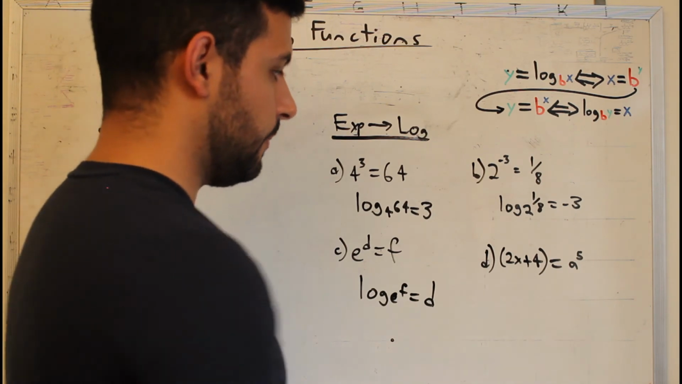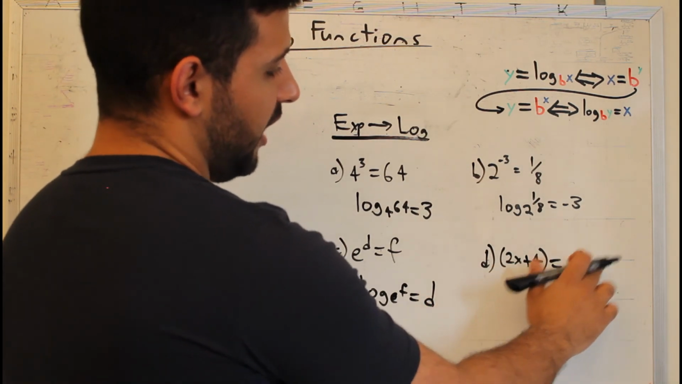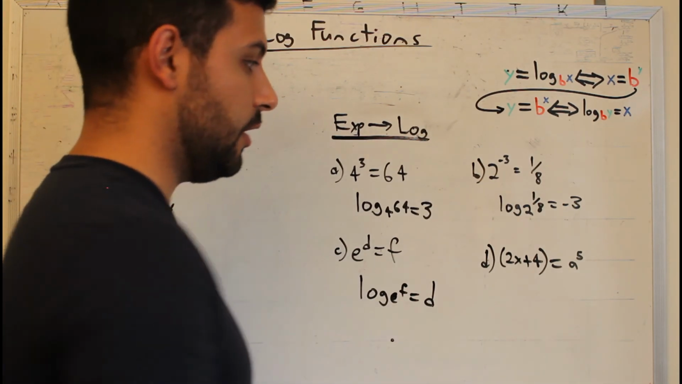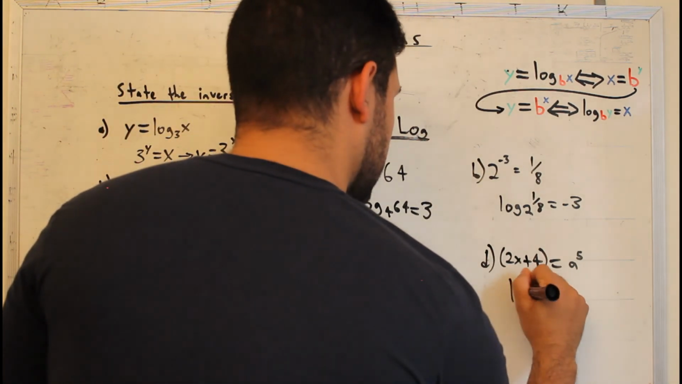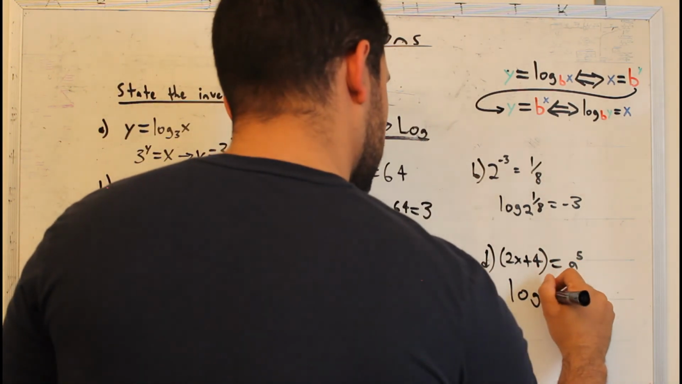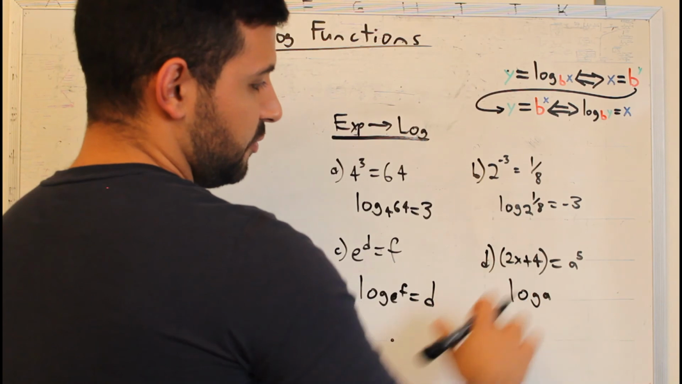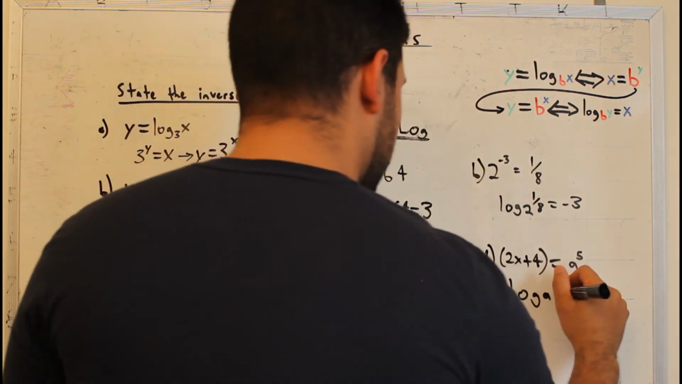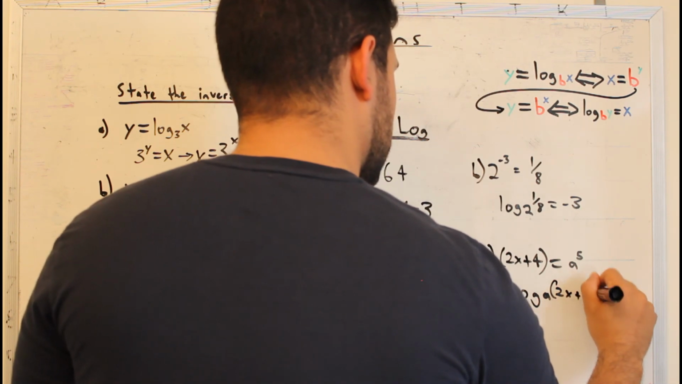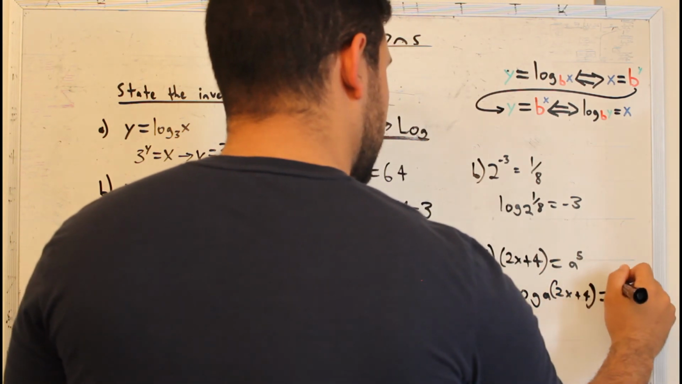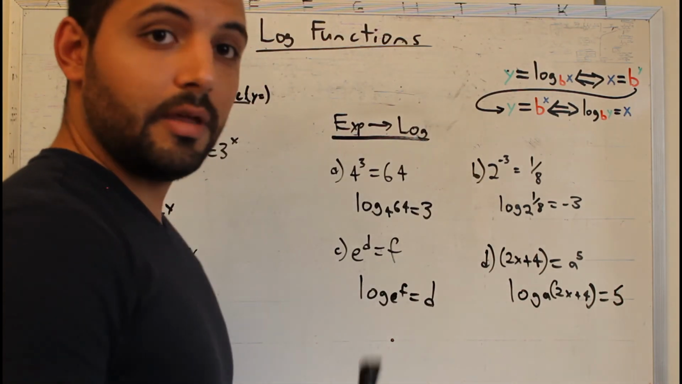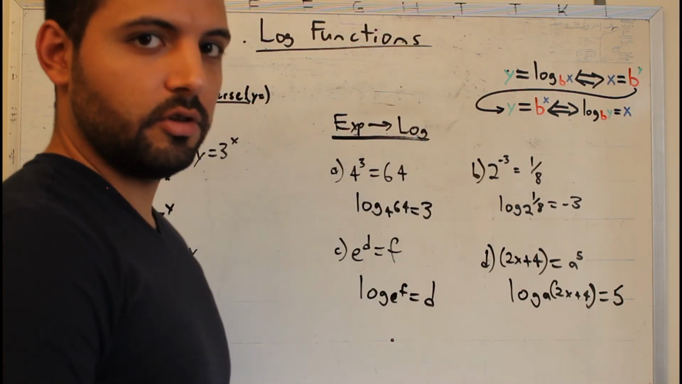And finally, 2x plus 4 equals a raised to the 5. This seems tricky, but the same exact rules apply here. So we'll write log. Our base here is a. And even though it has 2x plus 4 here, the whole thing can go inside. So 2x plus 4 equals, all we have left now, 5. And that is switching from exponential to logarithmic function.